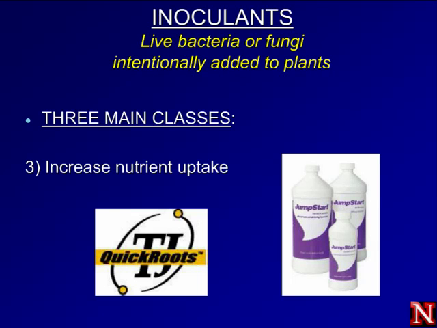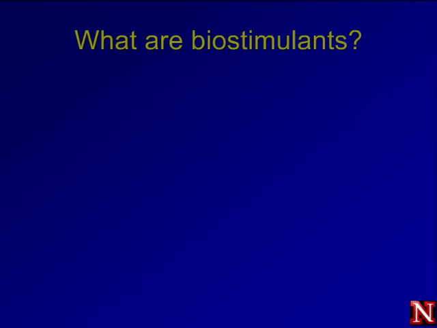And our third main class are those that increase nutrient uptake. These are bacteria or fungi that colonize the roots, but they also alter the rhizosphere around the roots and make nutrients more readily available for plant roots to take up, to help the plant grow very early in its life stage. We've heard about the inoculants, but what are biostimulants?